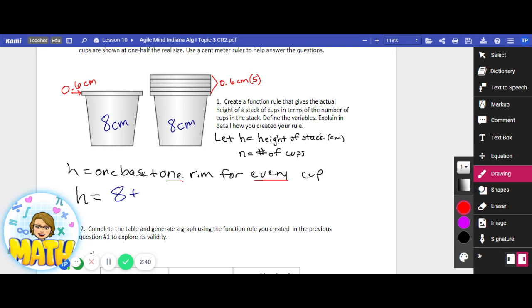So the number of cups is going to vary. We're using the variable n. So whatever that number is, we know we're going to multiply it by 6/10. So to write that out, we're going to start with the 6/10. We always put our coefficient first, and then the variable n. So again, the 8 comes from the height of the base, but we only ever see one of those. And then to find the height of the rims, we have to do 6/10 times however many cups we have. And the number of cups is represented with the letter n.